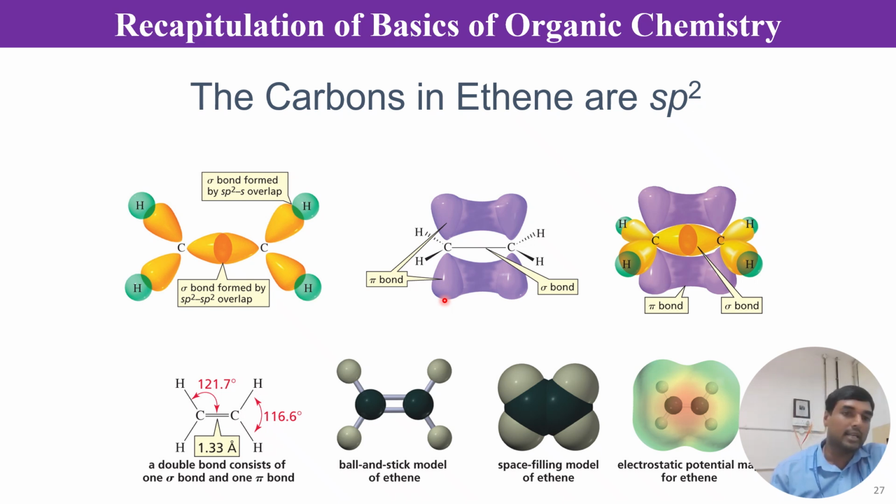So you can see that when it's sp2 hybridization, it has to be a planar structure and the bond angle will be close to 120 degrees.